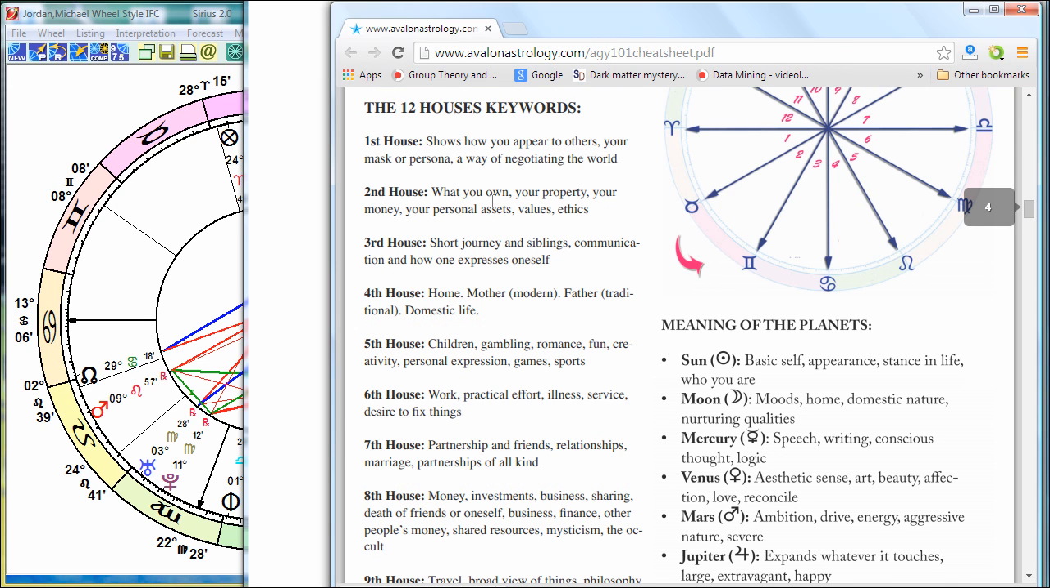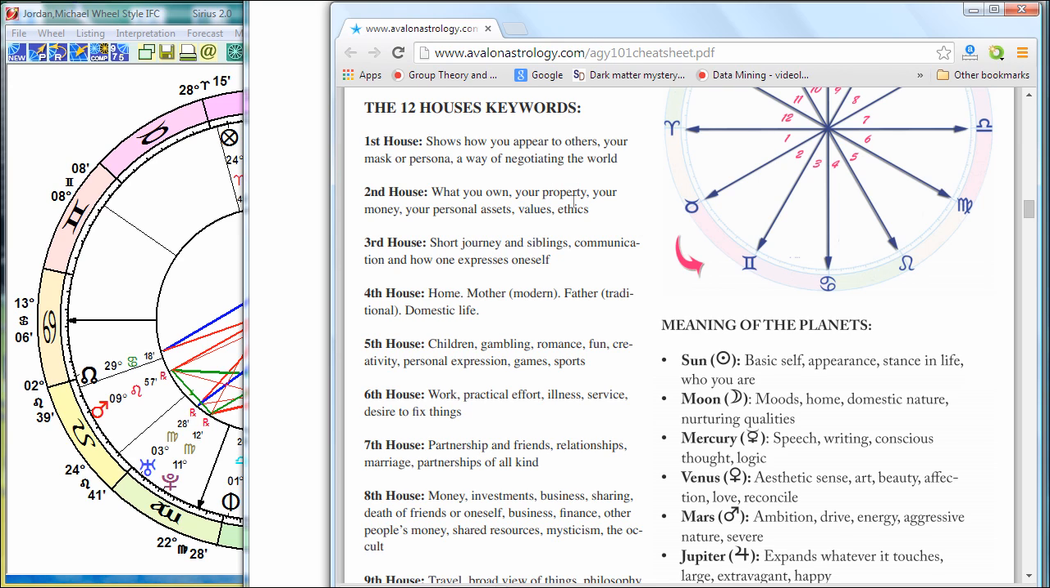Second house is what you own: your property, your money, your personal assets. Some people say it's values and ethics. Some astrologers will say, no, it's not your property and your money. That's too literal. It's more psychological. It's your values and your ethics. And people will argue about this and fight about it and say, I'm right, you're wrong.